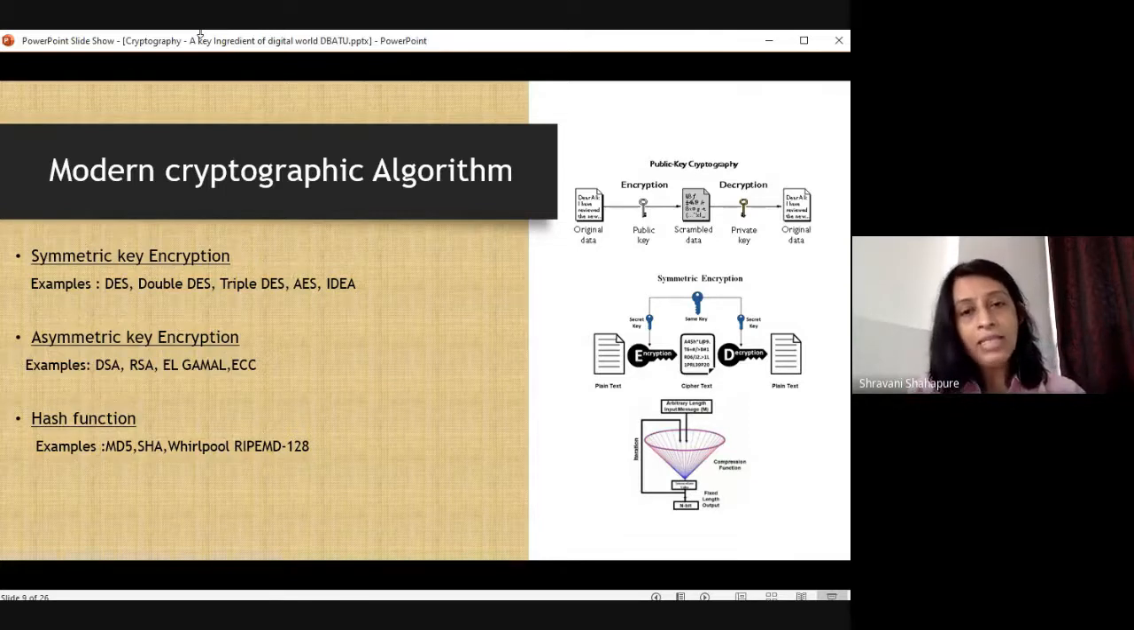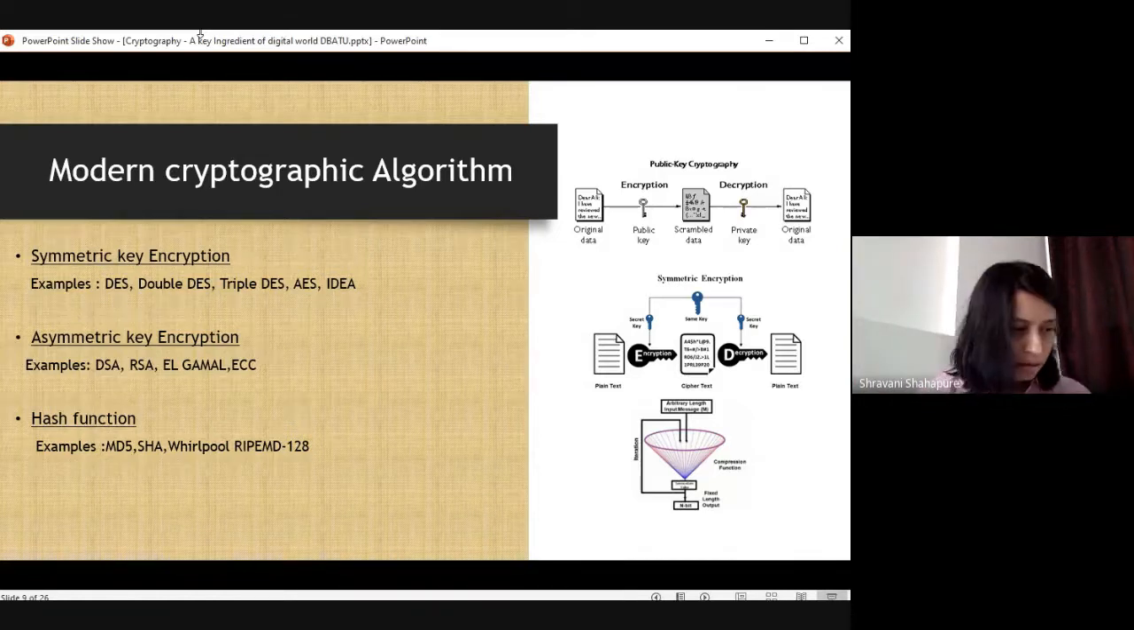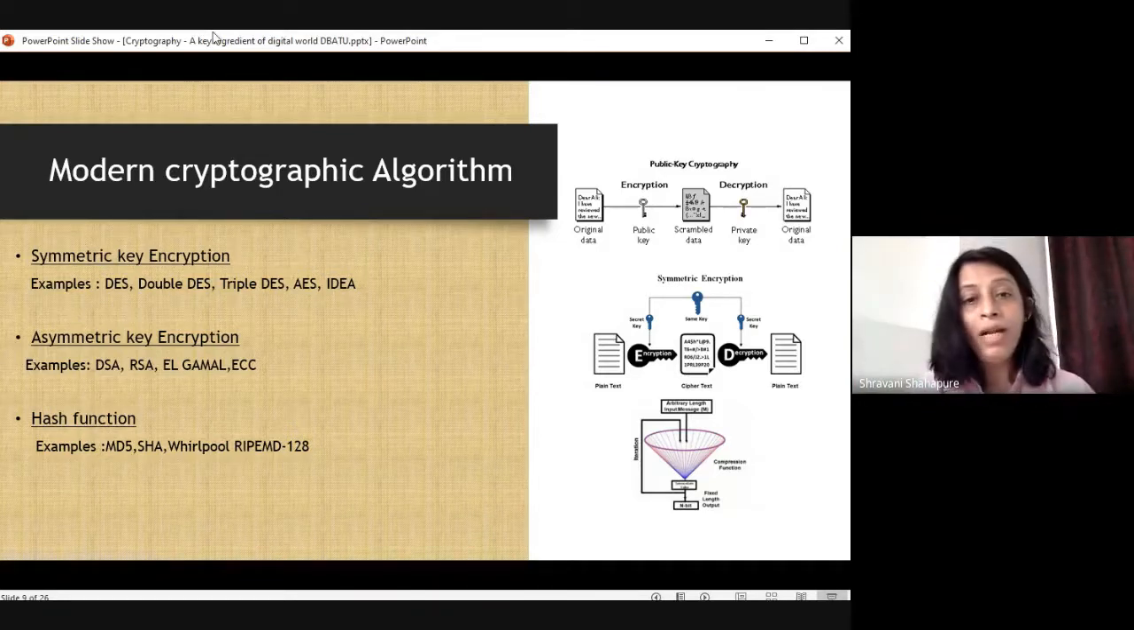So NIST decided to launch a competition where more than 20 scientists participated, and the Advanced Encryption Standard, that is AES, was the finalist. The name was something different, based on the cryptographer, but later NIST decided to name it the Advanced Encryption Standard.